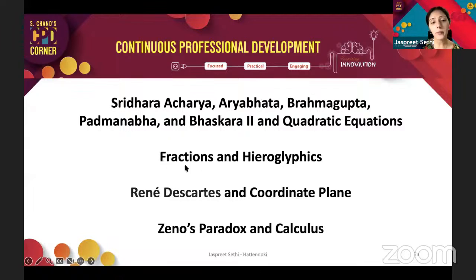And I'll touch upon a little bit of these fractions and hieroglyphics. I cannot go without telling a little bit about Rene Descartes and the coordinate plane and how that came into existence. Again, maybe myth, maybe an urban legend, we are not sure, but that's what history is all about, right? It's been passed down from generations and generations. So yes, there are some ways in which these can all be validated, and sometimes it's just a story. And I talk about Zeno's paradox and how I use that to introduce calculus.